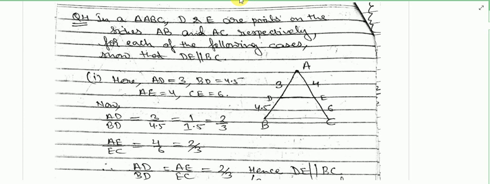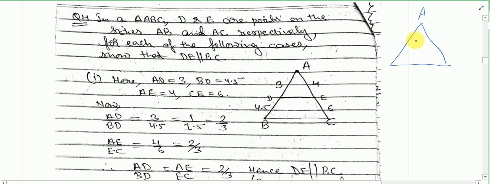Now let us see question number 4. So here question number 4 says, in a triangle ABC, there is one triangle ABC. Here D and E are the points on sides AB and AC. So point D, point E. That much. What we are supposed to prove? We are supposed to prove that this DE is parallel to BC. We need to show that.